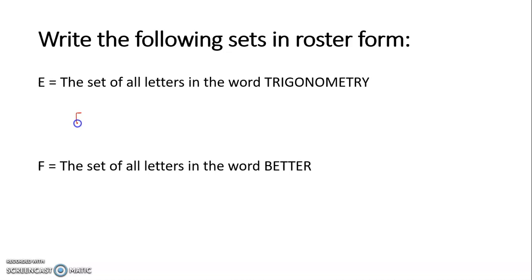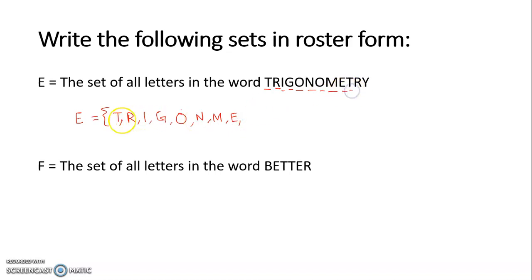E is equal to the set of all letters in the word trigonometry. So I'll start with the first one. T, it's a letter, member of the set. R, absolutely fine. I, absolutely fine. G, fine. O, fine. N, fine. O, already covered. M, not covered, write it. E, not covered, you can write it.